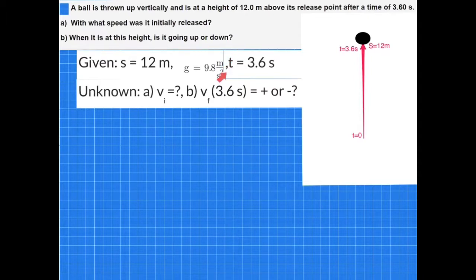We know that if velocity is positive, position is increasing and the ball would be going up. We know that if velocity is negative, then the position of the ball is decreasing and the ball would be going down. Therefore, when we're asked if the ball is going up or down, we're really being asked what is the sign of the final velocity at that moment.